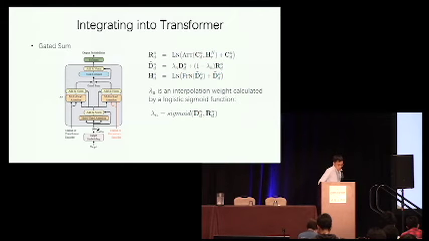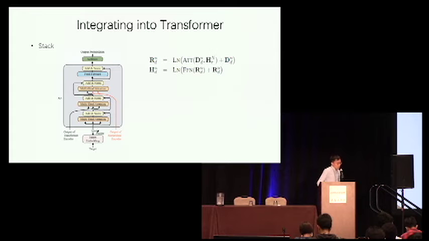The first strategy for integrating the recurrence representation into the transformer is gated sum. In this strategy, it combines the two outputs of the attention sublayers in a gating fusion. Here, lambda n is an interpolating weight calculated by a logistic sigmoid function.